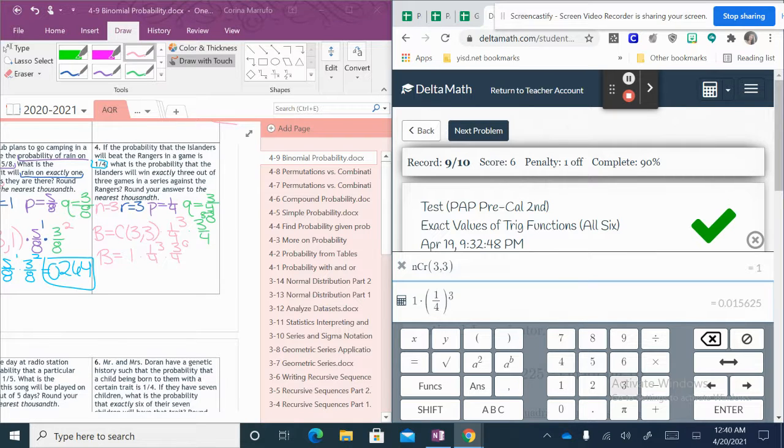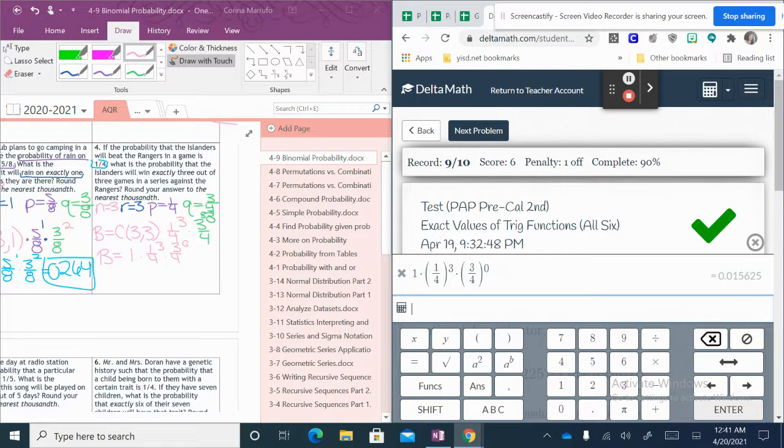I don't know why I put the parentheses this time. Times 3/4 to the power of 0. And I hit enter, and so the probability of this to the nearest 1,000 is going to be 0.01, and that 5 is going to round to a 6. So that's to the nearest 1,000.